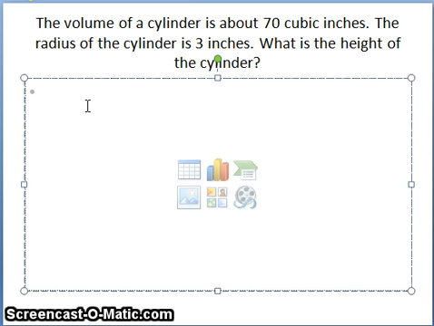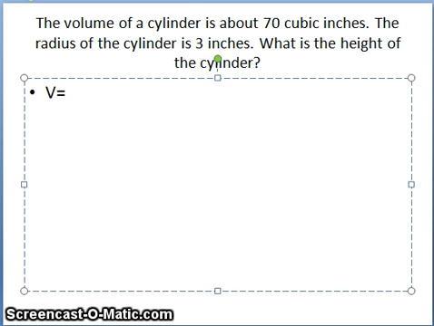So what I'm going to do first is I'm going to write down what I know. I know that the volume is 70 cubic inches. So I'm going to write 70 inches cubed because I know that. Now I know that the radius is equal to 3 inches. And what I don't know is the height. But I do know the formula. Volume equals pi r squared times the height, right?